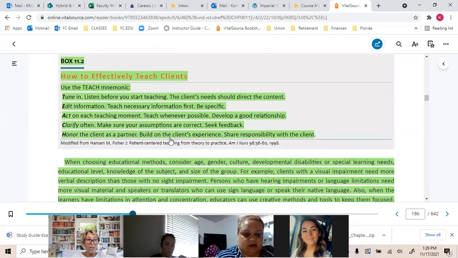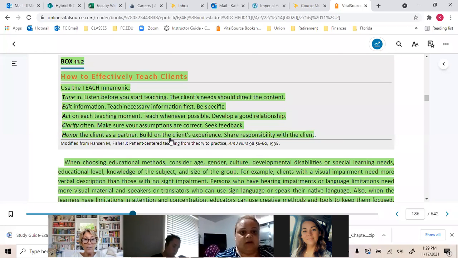Okay, so here's a great mnemonic, box 11.2. It's called the TEACH mnemonic, how to effectively teach clients. Tune in, edit, act, clarify, honor. Put this on a card. This may be a good definitions question. If you're going to be using the TEACH mnemonic, what does T mean? What does A mean?